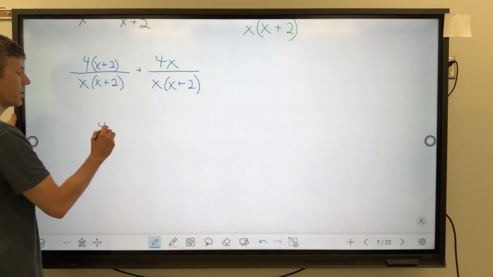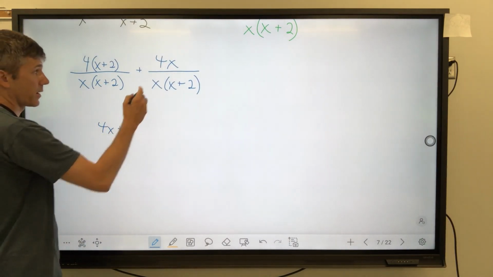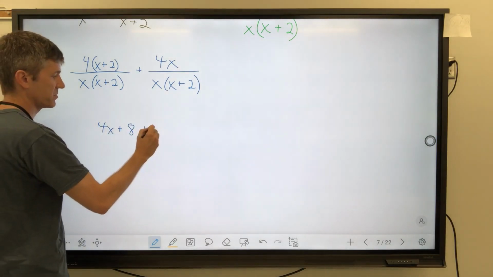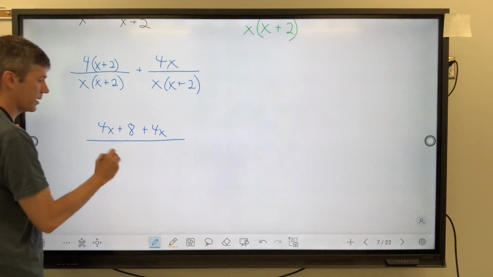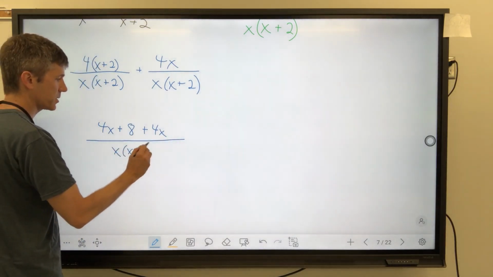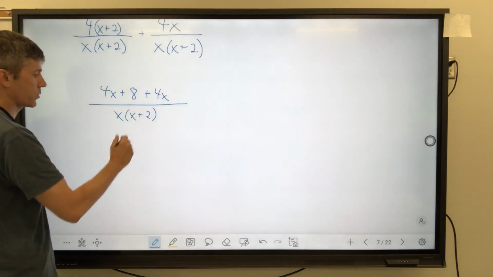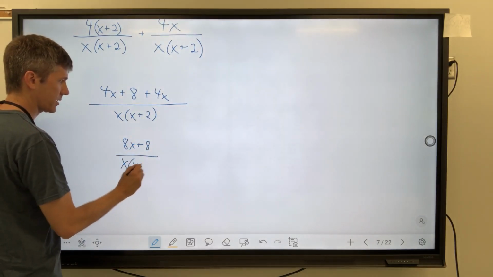All right, 4x plus 8. I'm going to just do all this at once. You know, like the last one took 3 or 4 steps? Not this time. Plus 4x, all divided by x and x plus 2. Okay, good to know. We'll keep driving. 4x and 4x makes 8x. 8x plus 8 over x and x plus 2.